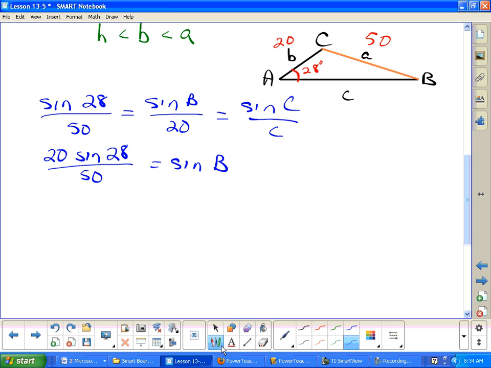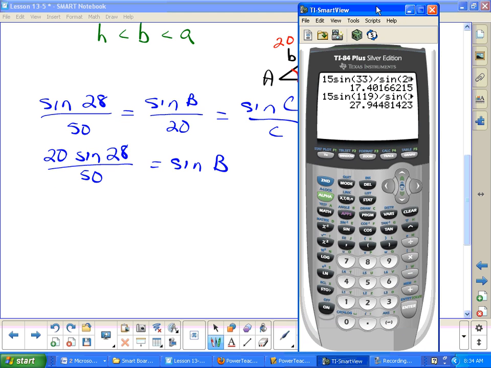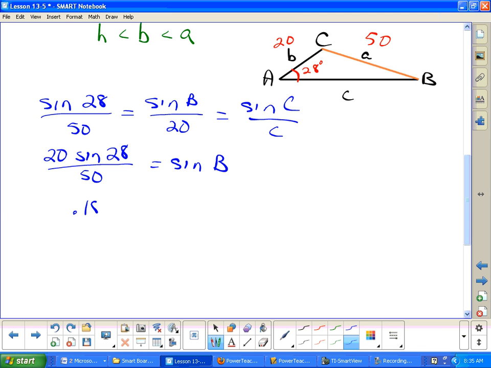So how do I find angle B then? Solve the left side. Okay. So let's see what we get when we do the left side: 20 times the sine of 28 divided by 50. All right, so we get 0.1878. So is that angle B? 0.1878 degrees? No. So what do we need to do now? Right, we need to do the inverse. So the inverse sine of 0.1878 will give us the value for angle B.